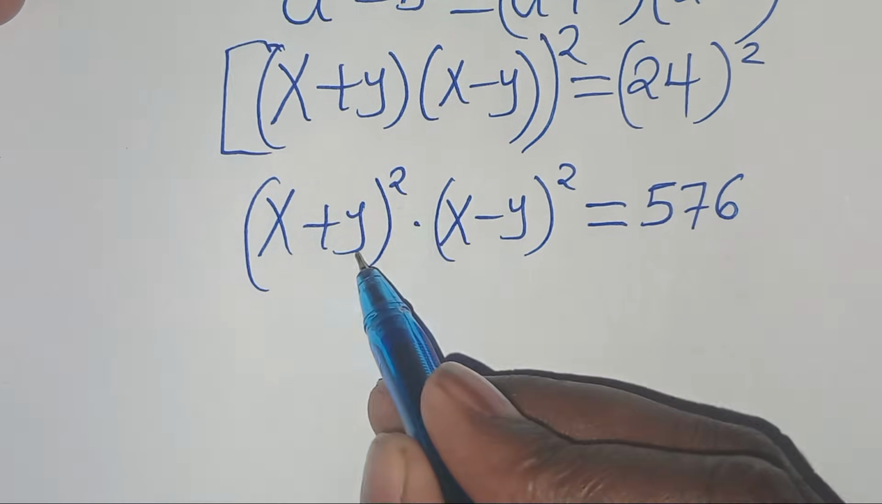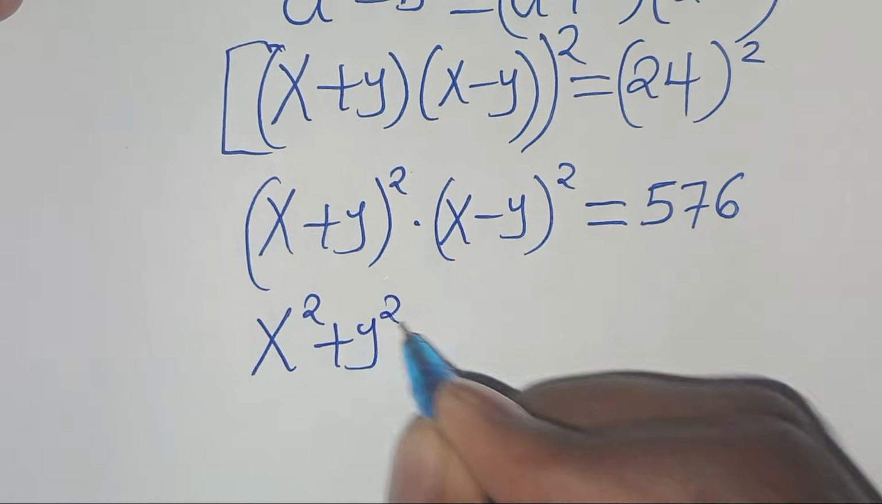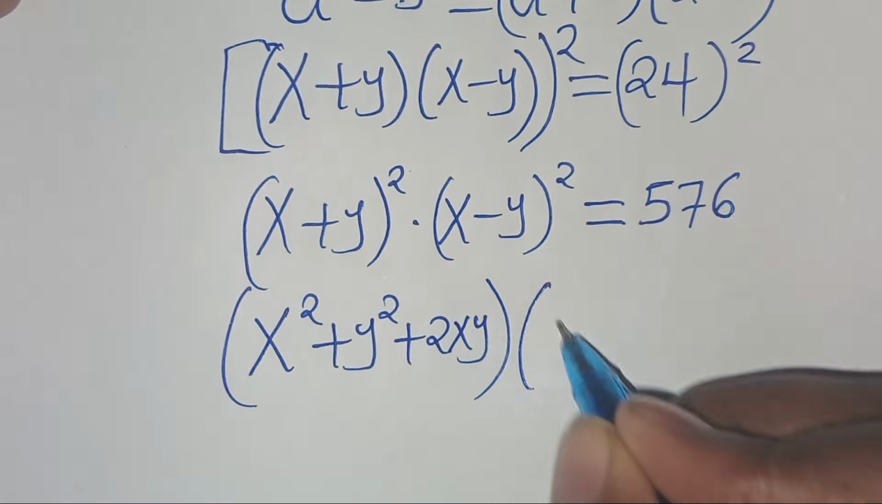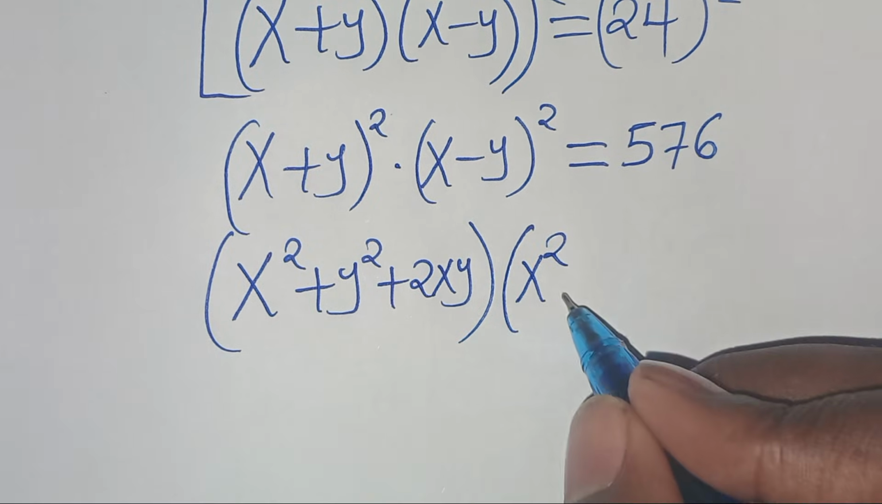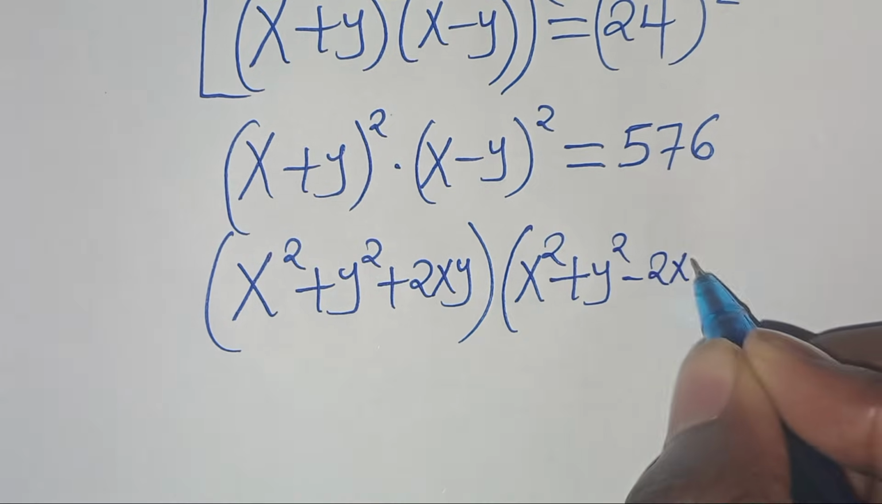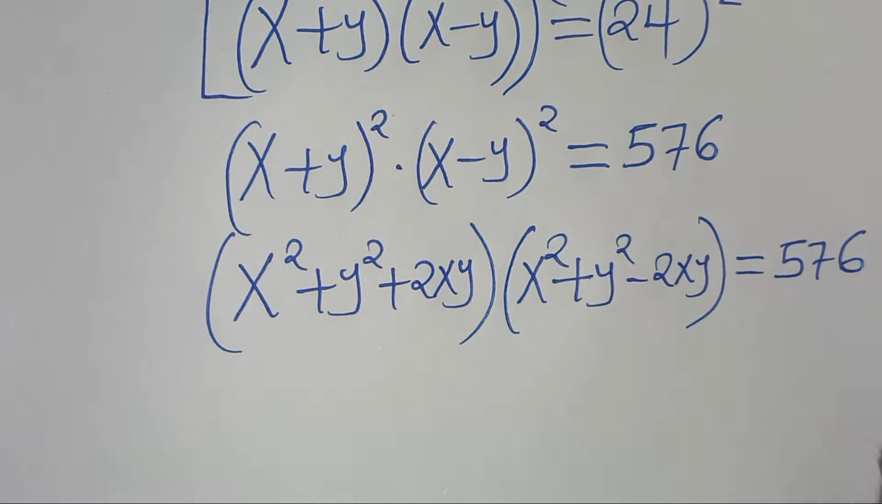So this is x plus y to the power of 2. This is x squared plus y squared plus 2xy, multiplied by x to the power of 2 plus y squared minus 2xy. This is equal to 576.